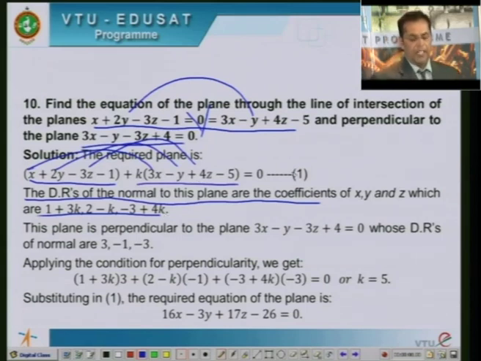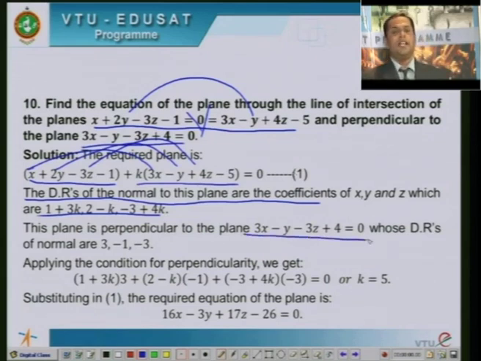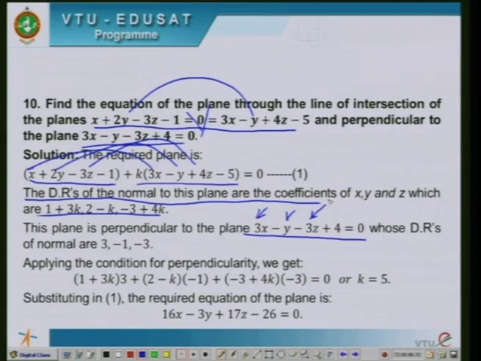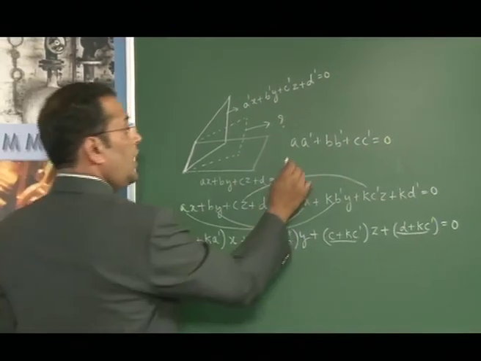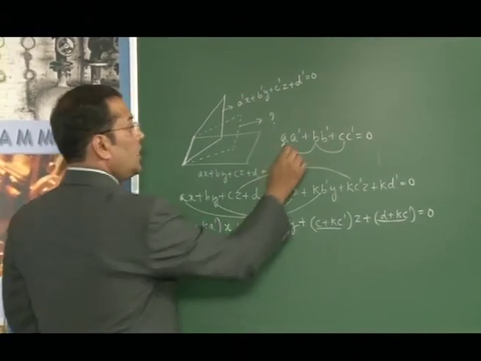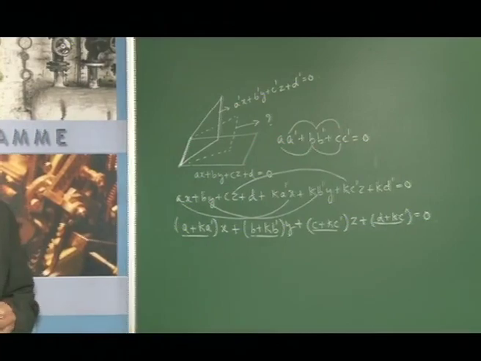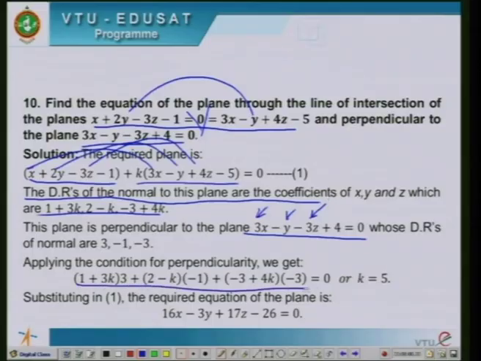Now, it is given that the plane in question is perpendicular to 3x minus y minus 3z plus 4 equal to 0, whose direction ratios of normal are the coefficients of x, y and z in the equation, which you see are 3, minus 1 and minus 3. Since the two planes are perpendicular, the normals are also perpendicular. From the perpendicularity condition, which was discussed in the last session, you have a a dash plus b b dash plus c c dash equal to 0, where a, b, c are the direction ratios of the normal of the first plane, and a dash, b dash, c dash are the direction ratios of the normal to the second plane.